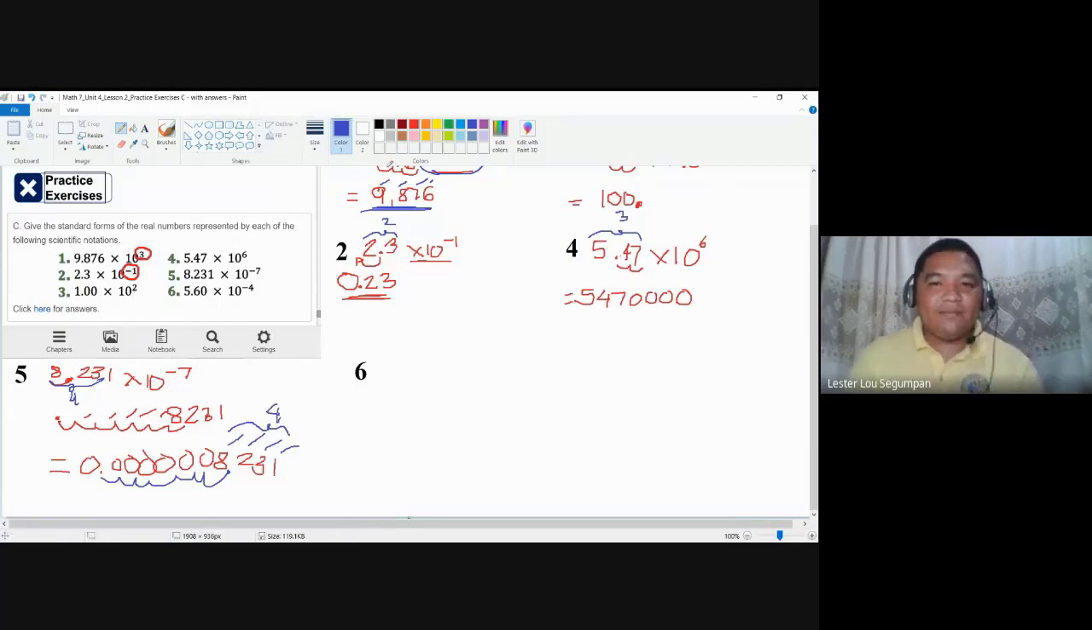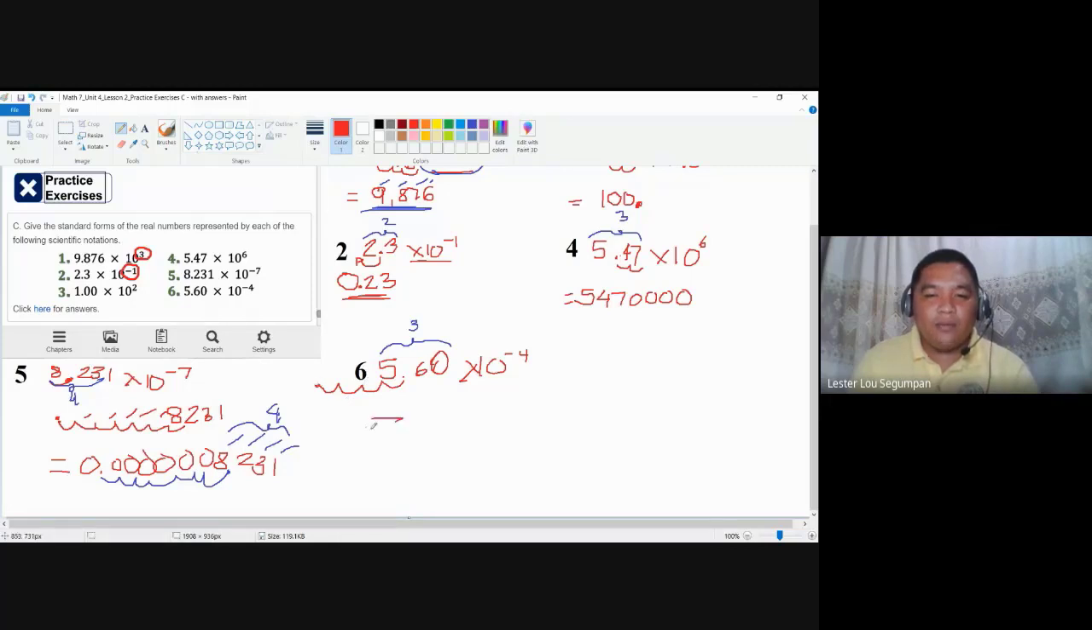As to the last item for the first grading, 5.60 times 10 to the power of negative 4. The number of significant digits for the given is 3 because this 0 here will still be counted as significant. So take note of that. We move here 4 steps to the left to return the negative sign. So 4. 1, 2, 3, 4. Don't be confused with 6 here. That's just an item number.